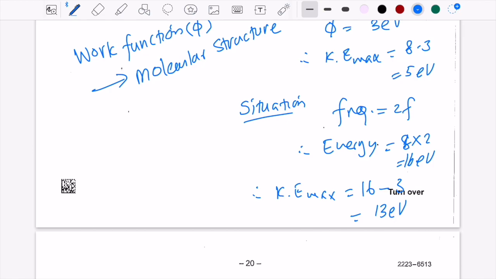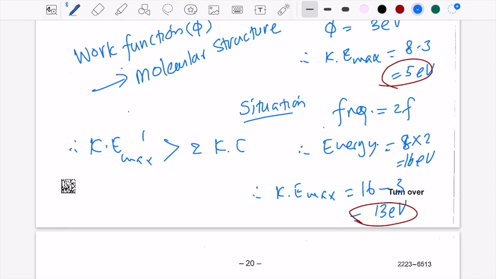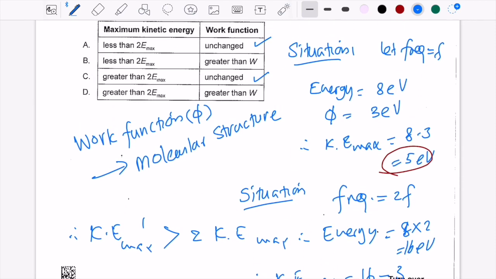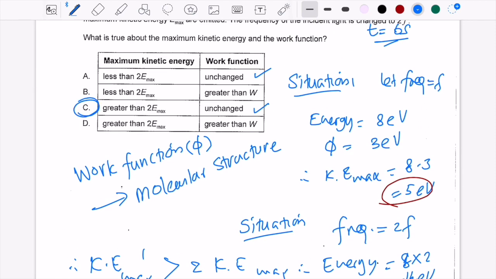Now let's compare these two. 13, 5. Obviously this one is more than twice. So kinetic energy maximum new value is more than twice kinetic energy maximum previous value, right? So answer should be answer C.